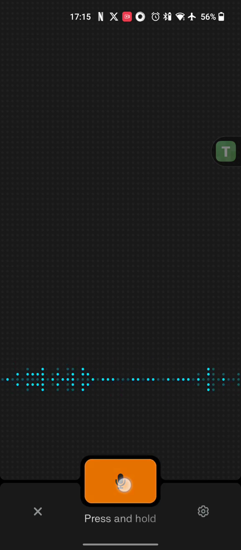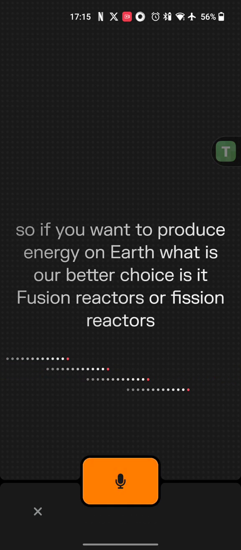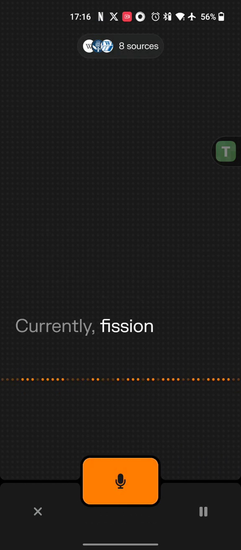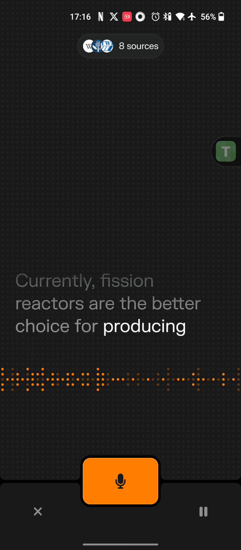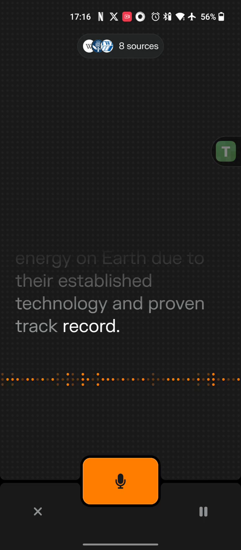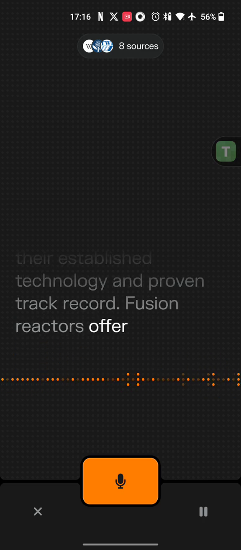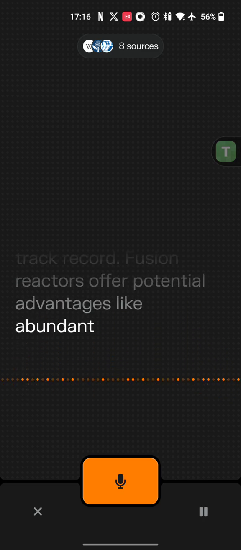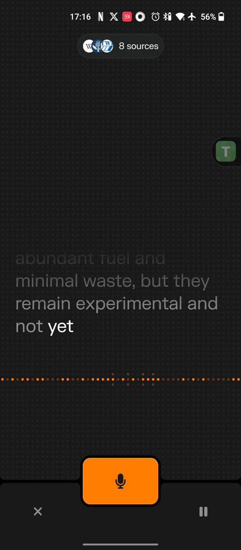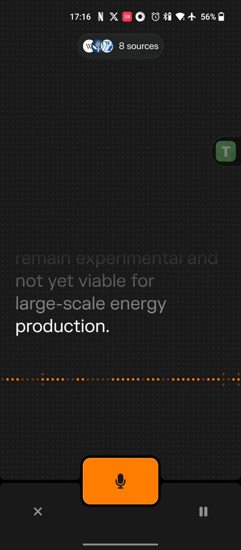So, if we want to produce energy on Earth, what is our better choice? Is it fusion reactors or fission reactors? Currently, fission reactors are the better choice for producing energy on Earth due to their established technology and proven track record. Fusion reactors offer potential advantages like abundant fuel and minimal waste, but they remain experimental and not yet viable for large-scale energy production.